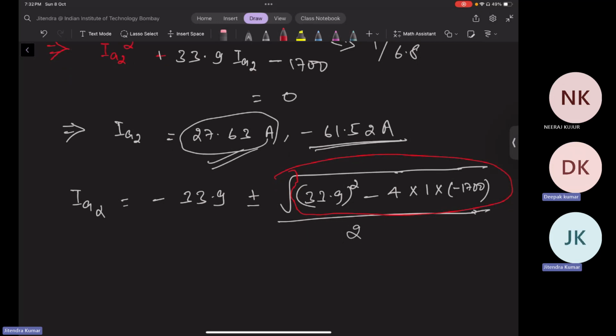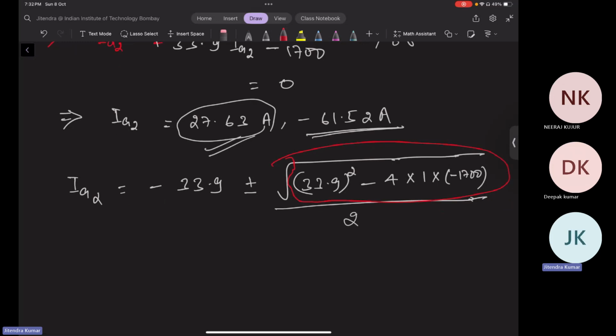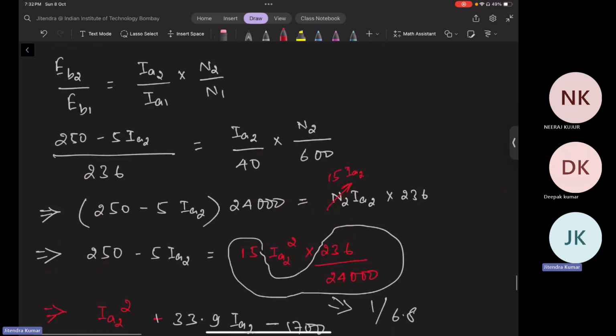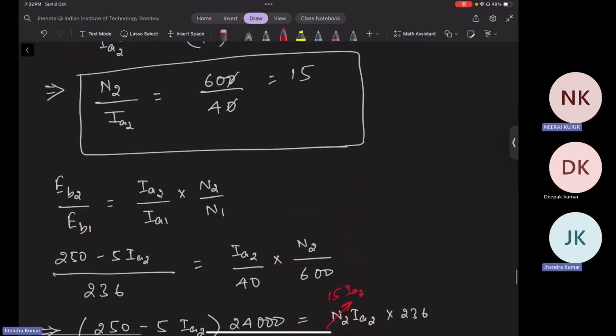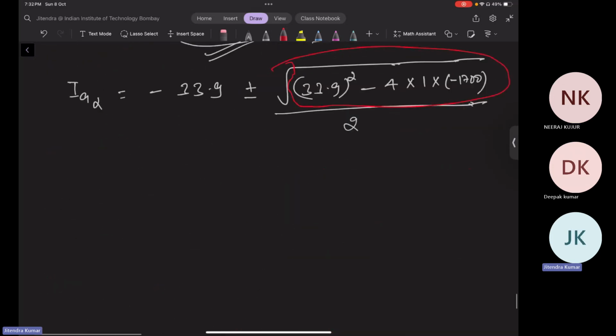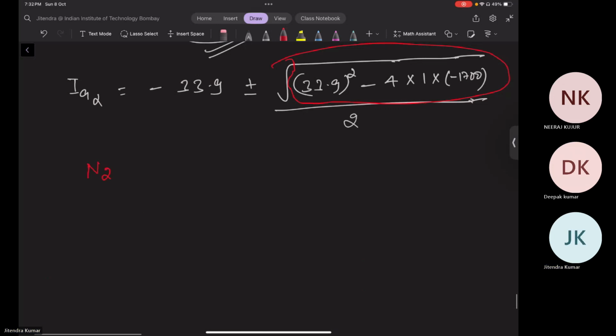Okay. You got the point, right, Neeraj? Yes, sir. Yeah. So are you able to get this 27.63 amps? No, sir, I was not calculating. Okay. Anyway, if you calculate, you will get a similar value. Now N2 by Ia2, we know N2 by Ia2 is 15. So N2 by Ia2 is 15. So, sir, N2 is equal to 50. Yeah.